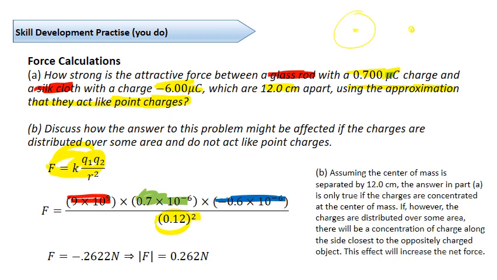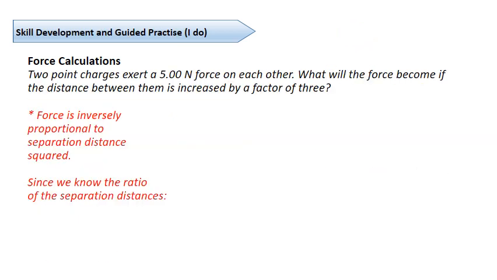Now that second question there: discuss how the answer to this problem might be affected if the charges are distributed over some area and do not act like point charges. Assuming that the center of mass is separated by 12 centimeters, the answer in part A is only true if the charges are concentrated at their center of mass. If, however, the charges are distributed over an area, as you would probably expect in a rod or some silk, then the concentration of the charge along the side closest to the oppositely charged object will increase the net force.